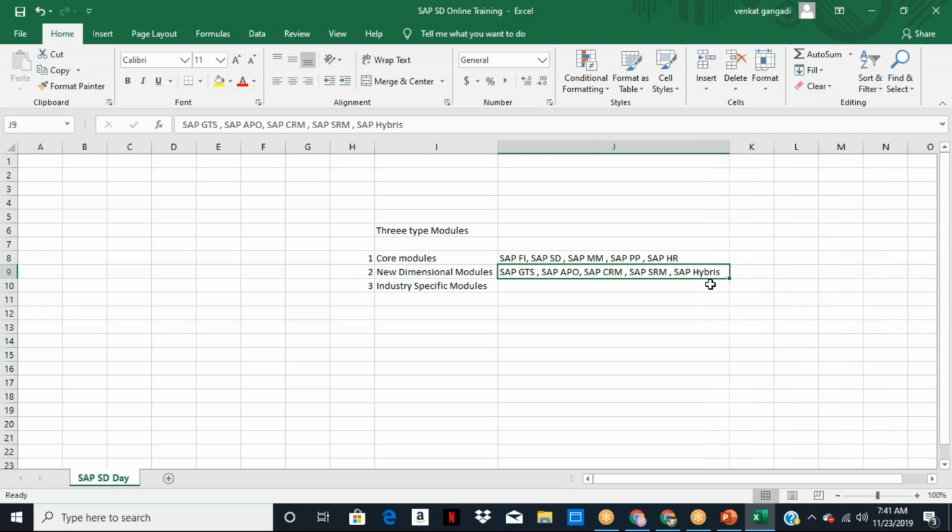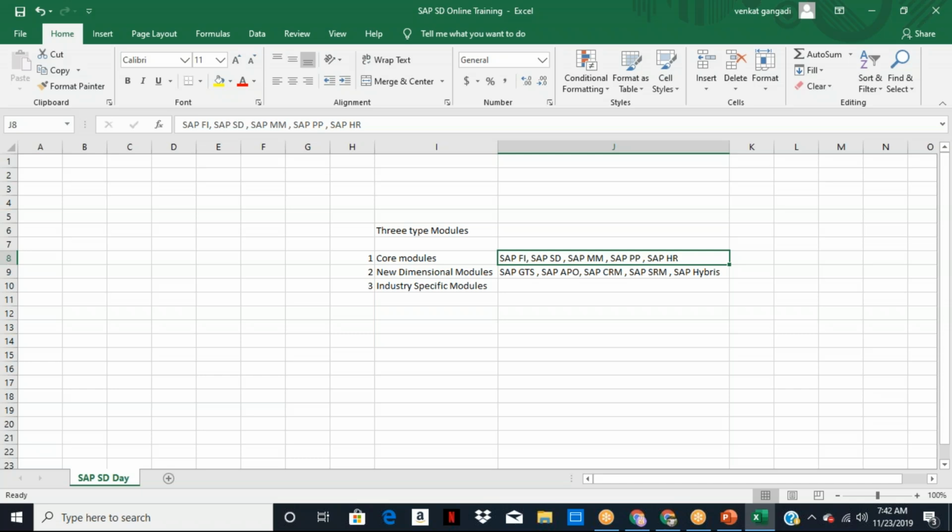You know why these modules are called new dimensional modules? Well, because these modules, the GTS, APO, CRM, SRM, Hybris, support whatever is not supported by the core modules. Whatever functionality or areas are not supported by the core modules will be supported by the new dimensional modules. That means it is like this.